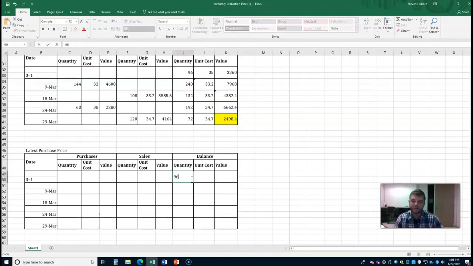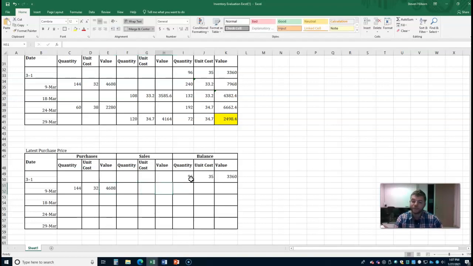So the first one is 96. We buy it at 35 and it's 33.60. That was our opening balance. Our first purchase is 144 at $32 each, and that's $4,608.